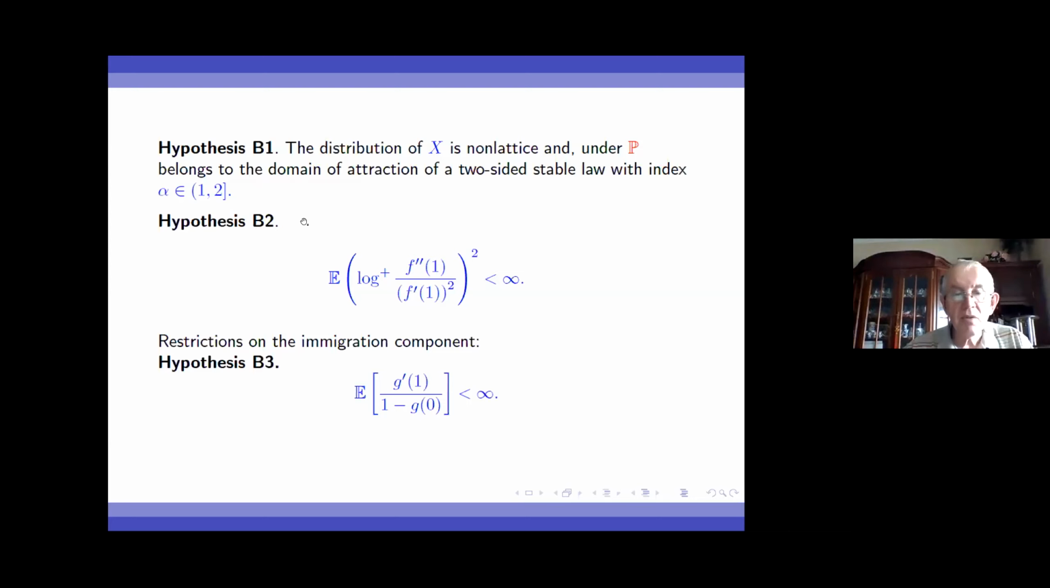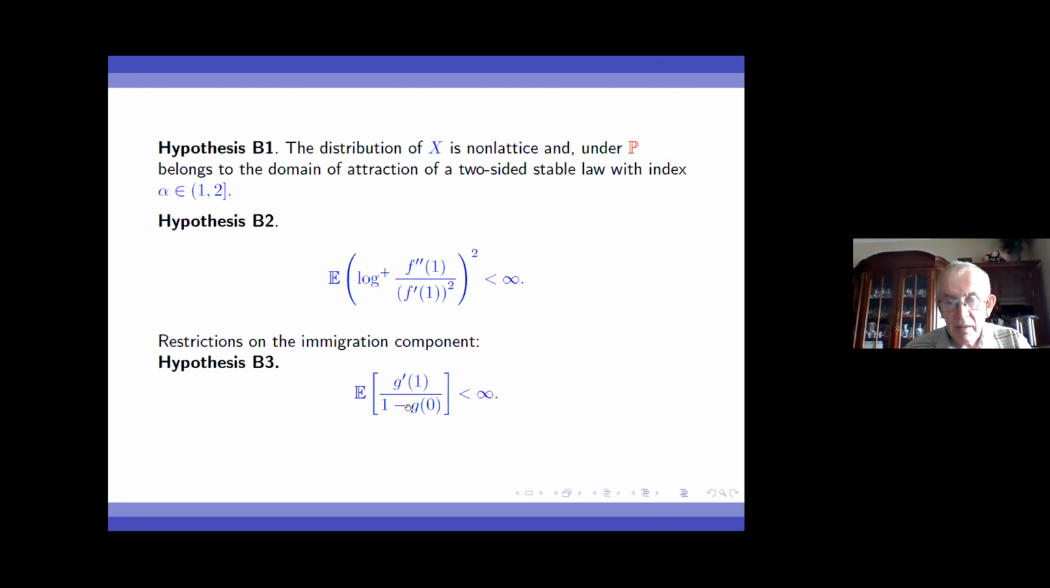Of course, it is necessary to impose some restriction on the reproduction law of individuals under the new measure. This is again, this condition excludes very, very reproductive particles, because this is the second derivative, the second moment, and the relations between the second moment ratio to the square of the first moment of the number of particles. And of course, it is necessary to impose some conditions on the immigration component. This condition also excludes very, very productive particles.